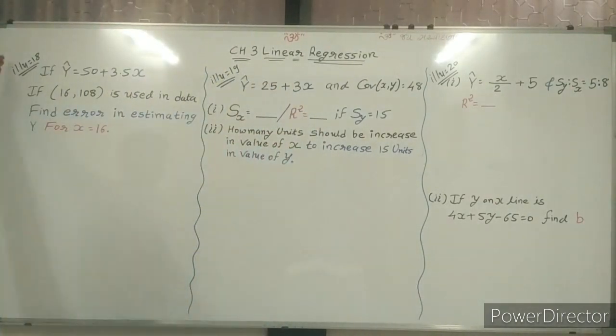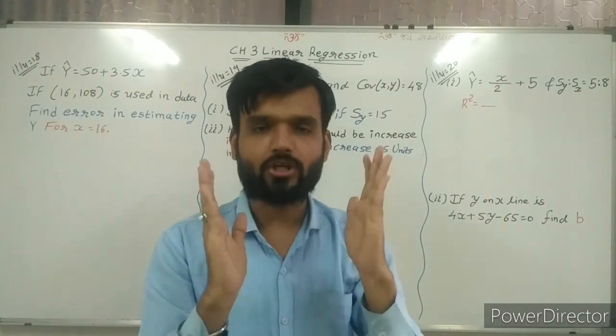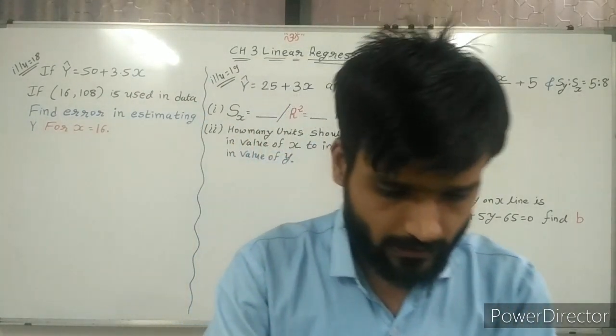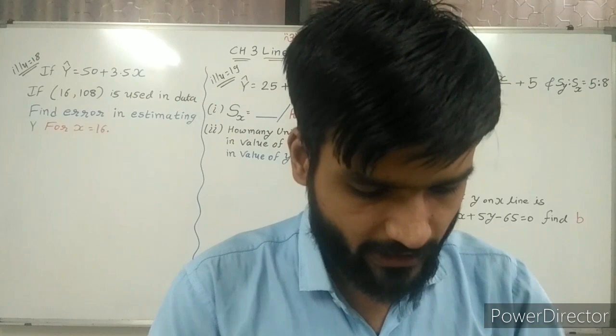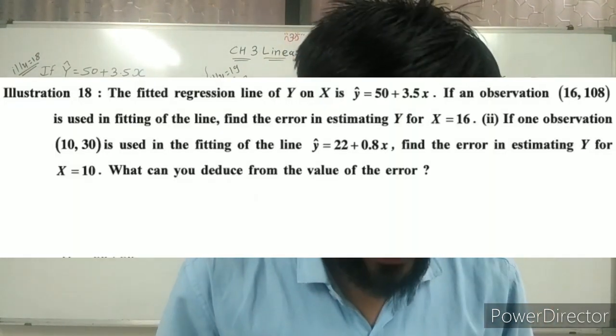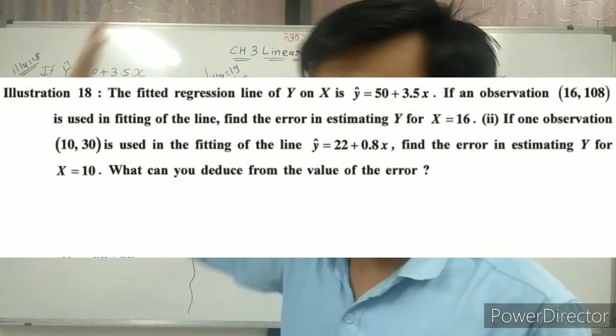Starting with illustration number 18. First of all, I am reading the question, then after that doing the sum. Now illustration number 18. There are 2 questions, and from that I have selected only the first question.